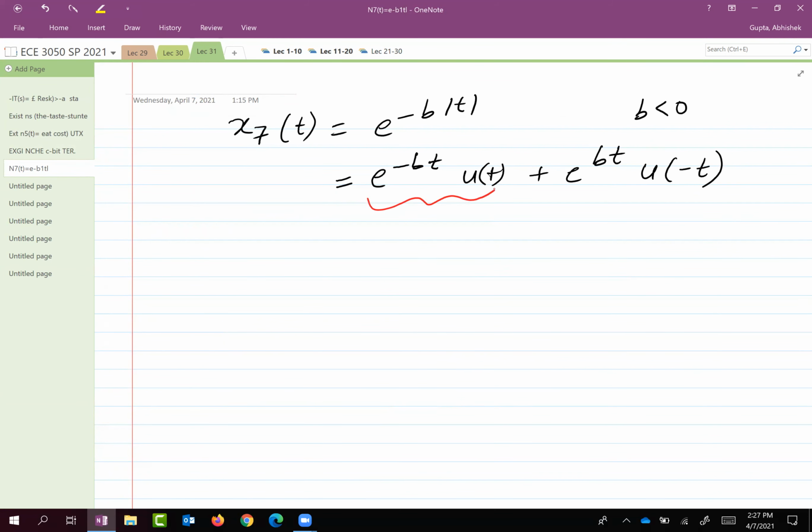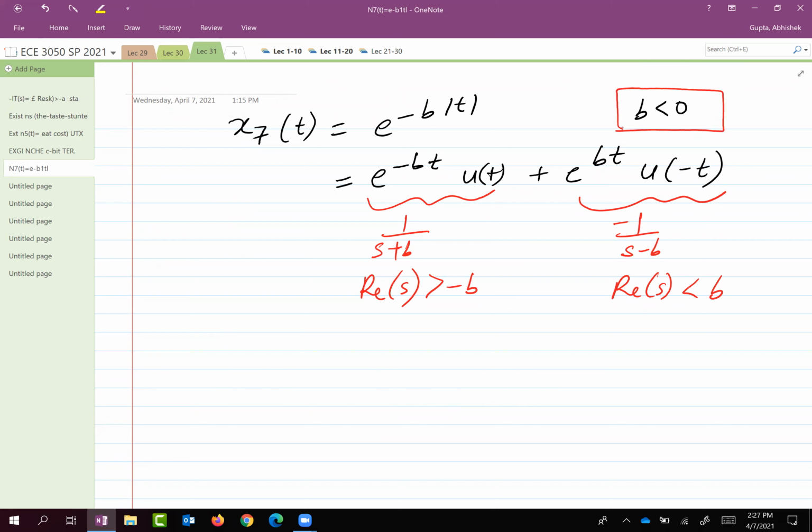Now everything is going to be the same, so I'm just going to write the same thing again. This is 1 over s plus b. Real part of s should be greater than negative b. For this, the Laplace transform is minus 1 over s minus b. Real part of s is less than b. And I want you to remember b is less than 0 for the computation.